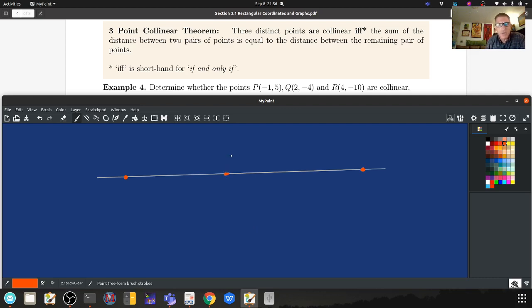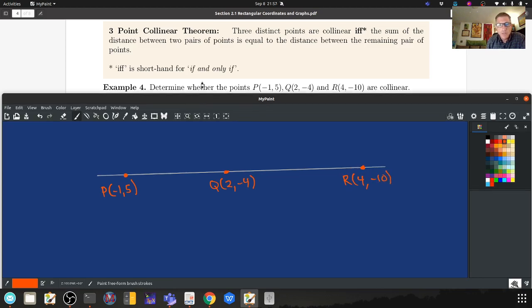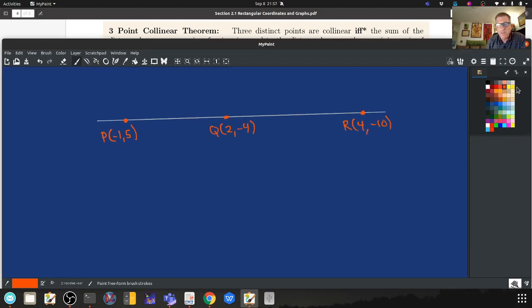So I'm going to label this one as P, and it's going to have coordinates -1 and 5. I'm going to label the next one Q, and it's going to have coordinates 2 and -4. And we don't care if this is to scale. It doesn't matter. This is just a reference frame to help us get the formula right. And then the last one is going to be point R, and it's going to be 4, -10. That's its coordinates. So now we're going to use the distance formula.